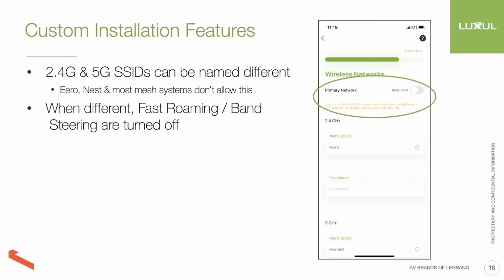And so again, in order to try and alleviate and avoid that problem, we allow you to separate them out with the knowledge that things aren't potentially going to roam quite as quick or band steer quite as quick because you have enabled that feature of being able to make them separate. So just be aware of that going forward. Some pros and cons, and you can certainly determine which is going to be best for that particular installation.